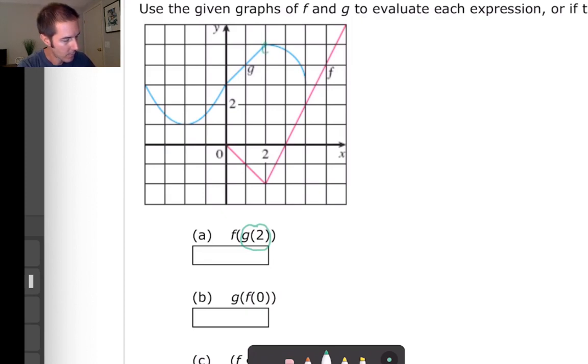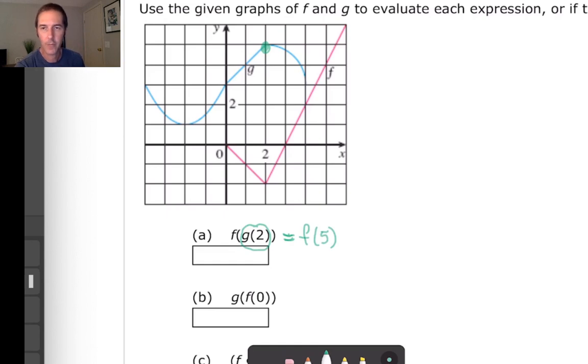That looks like it's this point up here. It's the maximum, as a matter of fact. It's the highest point on that curve. And what is the corresponding y value to that point? 2 comma what? 2, 4, 5, I think it's 5. So I'm going to say that this f of g of 2 is equivalent to f of 5.